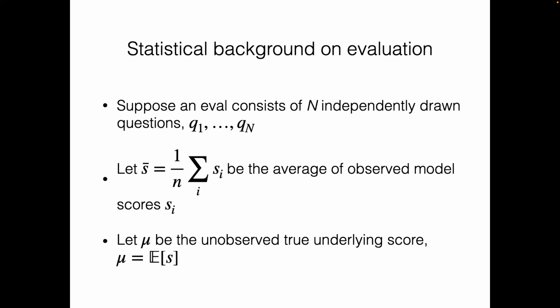Okay, but then we can consider what if you were to hypothetically run the model on all possible questions from this distribution? Well, then you would get what we call the true underlying score of your model on this kind of question distribution. And we can denote that as mu.